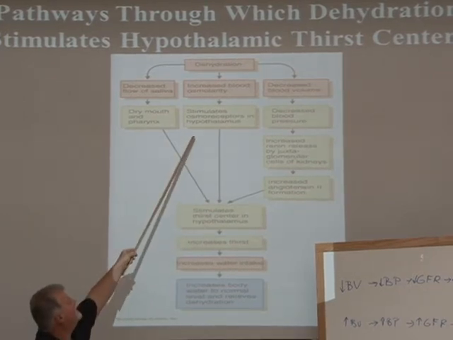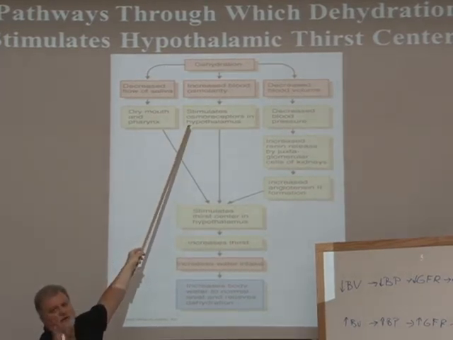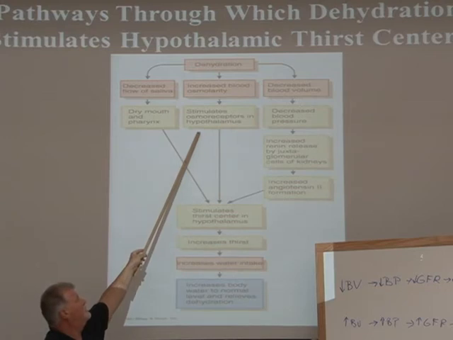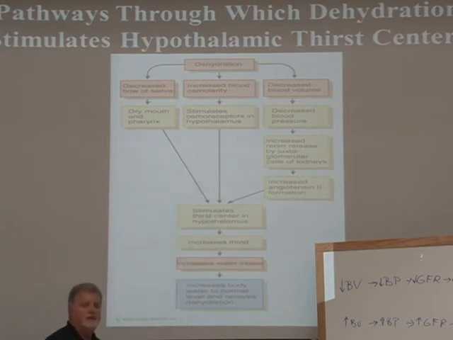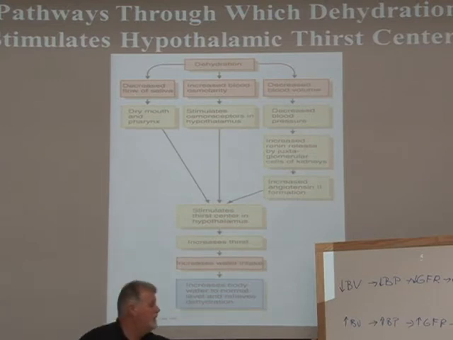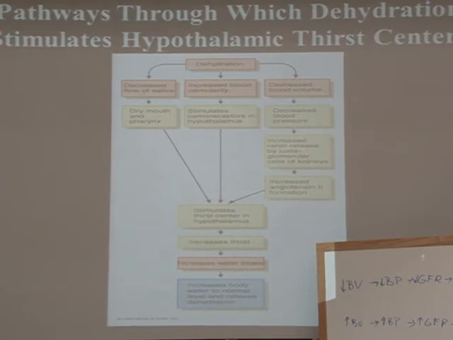And then we also have some osmoreceptors that we're going to talk about in the hypothalamus eventually. And what they do is they look at what blood osmolarity really is, essentially. And what they do then is trigger you to drink. Okay.